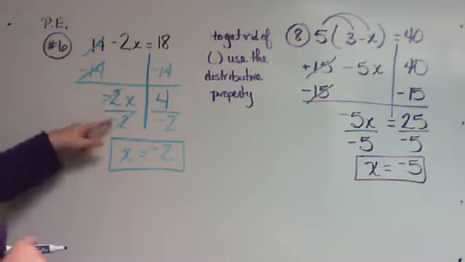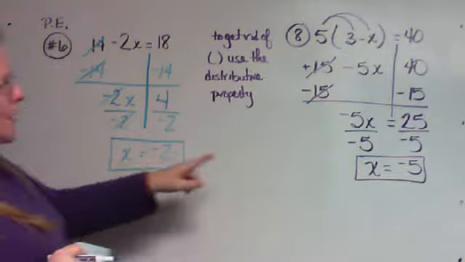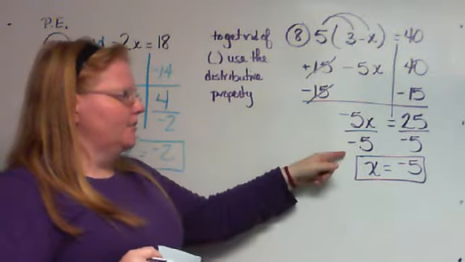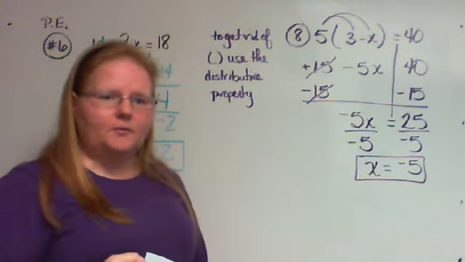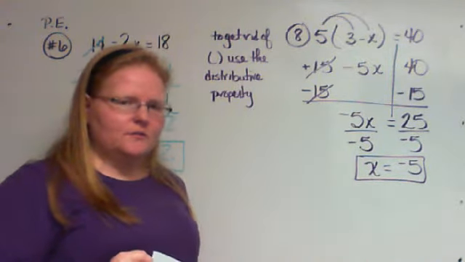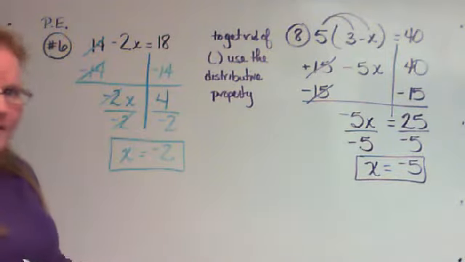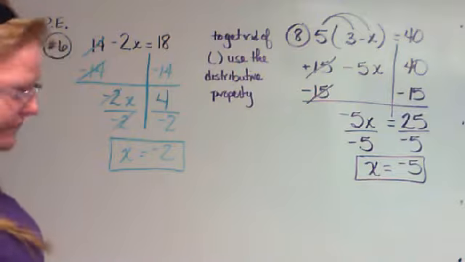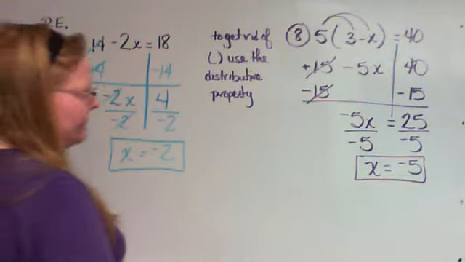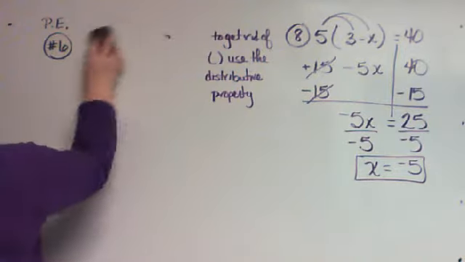Here we divided by -2, and our answer was -2. Here we divided by -5, and our answer is -5. Does that mean every time we divide, whatever we divide by is what our answer is? No. It just happened to work out that way this time. Don't get carried away. It doesn't always do that. We'll leave that up there for a second.